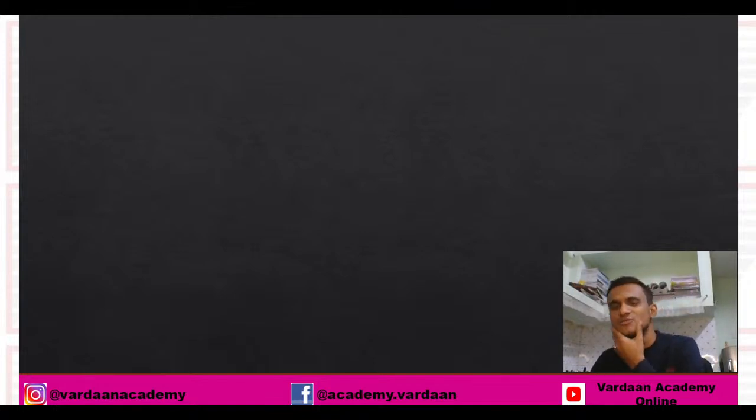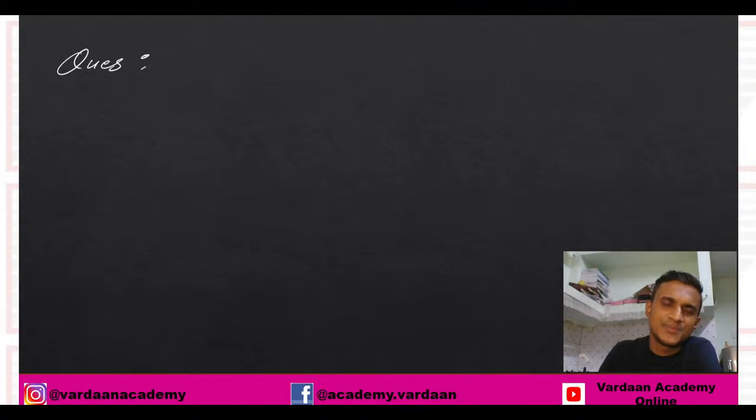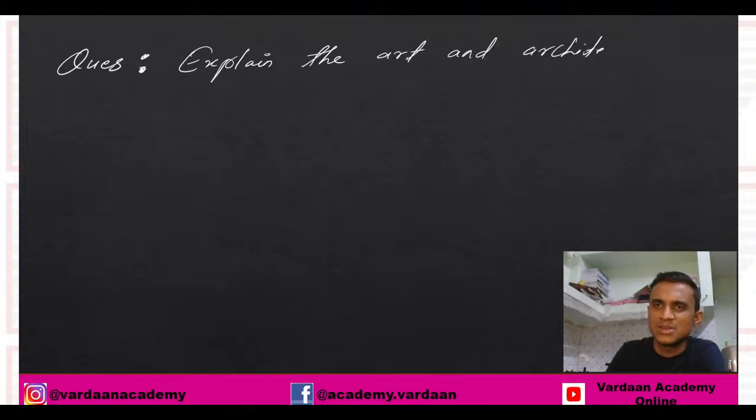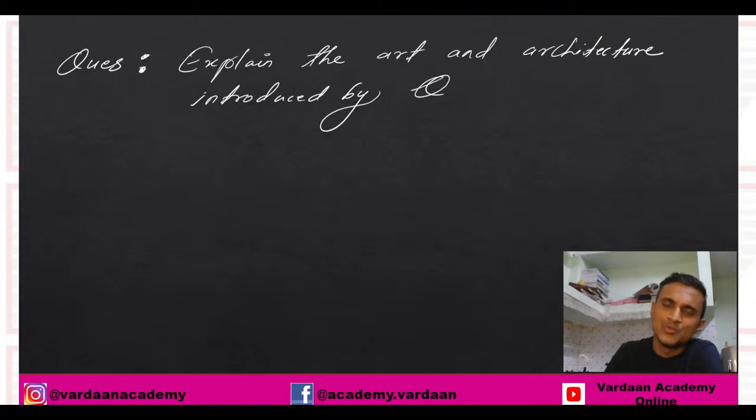Now, if we talk about the subjective questions, what are the questions that can be asked? There can be a question like: explain the art and architecture introduced by Qutub-Ud-Din-Aibak. But this is not going to be a very long answer type question, because it's going to be a very short 2 or 3 marks question.